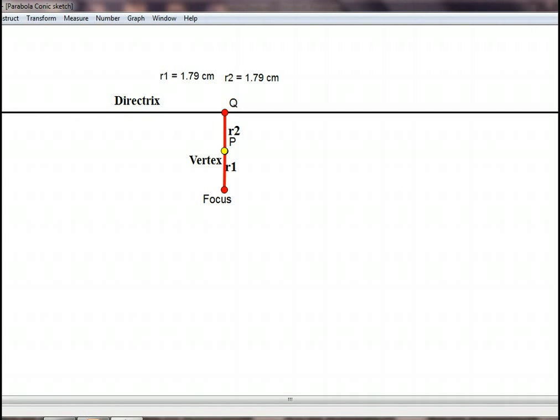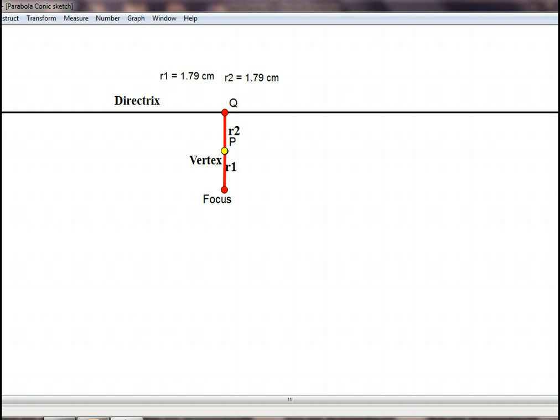Okay, the directrix is a line. In this case, I have the directrix drawn as a horizontal line. The focus is a point. The distance from the vertex to the focus is equal to the distance from the vertex to the directrix. When we talk about the distance from a point to a line, we're talking about the directed distance, where the line that connects the vertex to the directrix is perpendicular to the directrix itself.